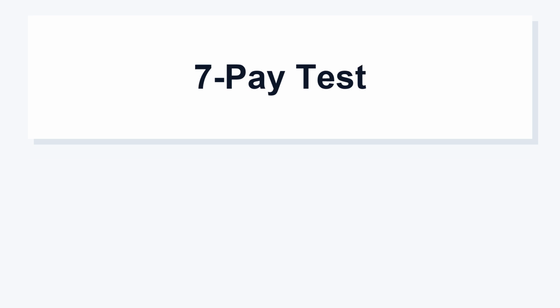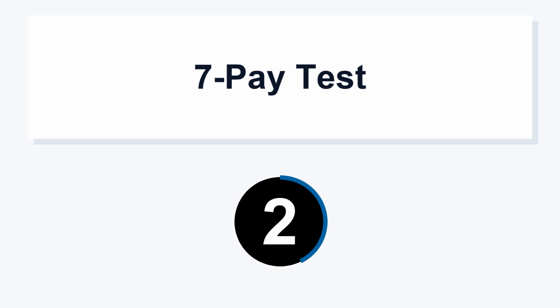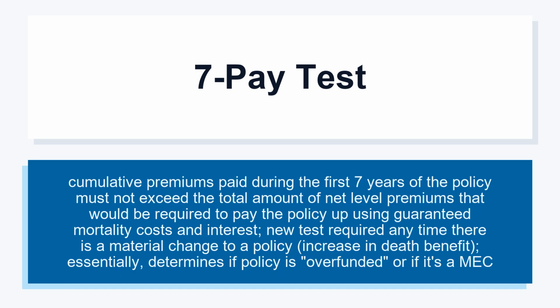7 Pay test: cumulative premiums paid during the first 7 years of the policy must not exceed the total amount of net level premiums that would be required to pay the policy up using guaranteed mortality costs and interest. New test required any time there is a material change to a policy, such as an increase in death benefit. Essentially, determines if policy is overfunded or if it's a MEC.